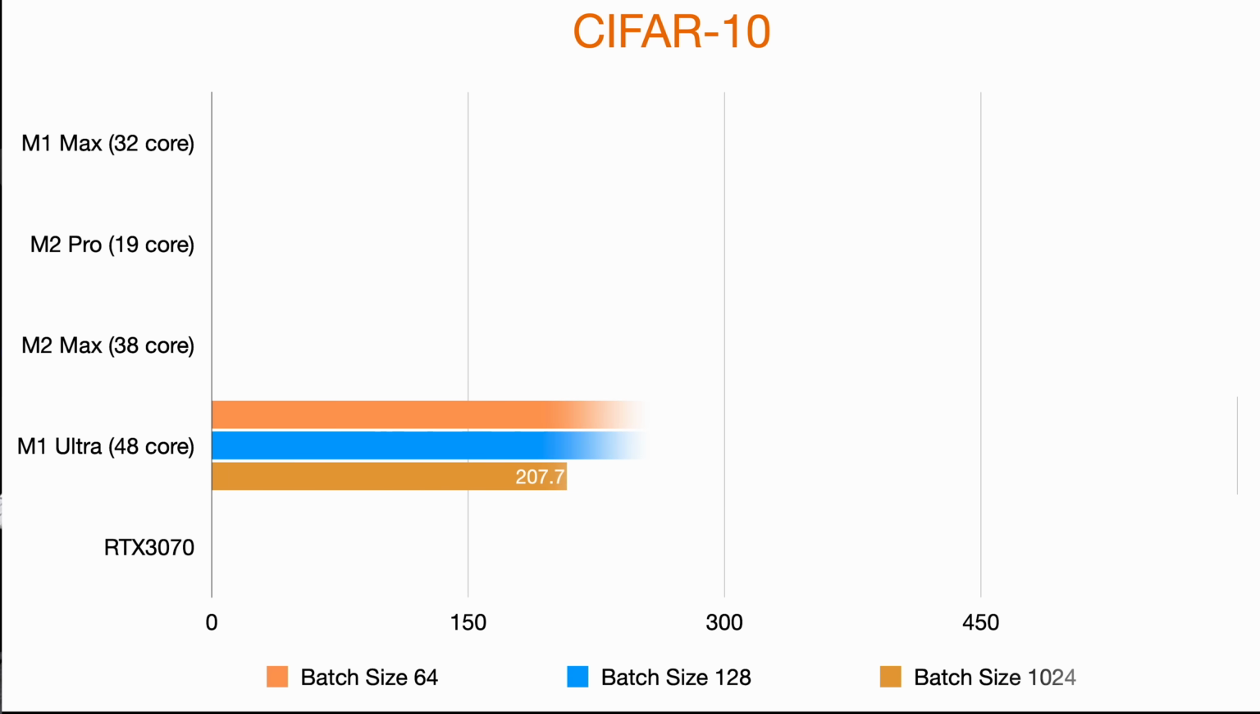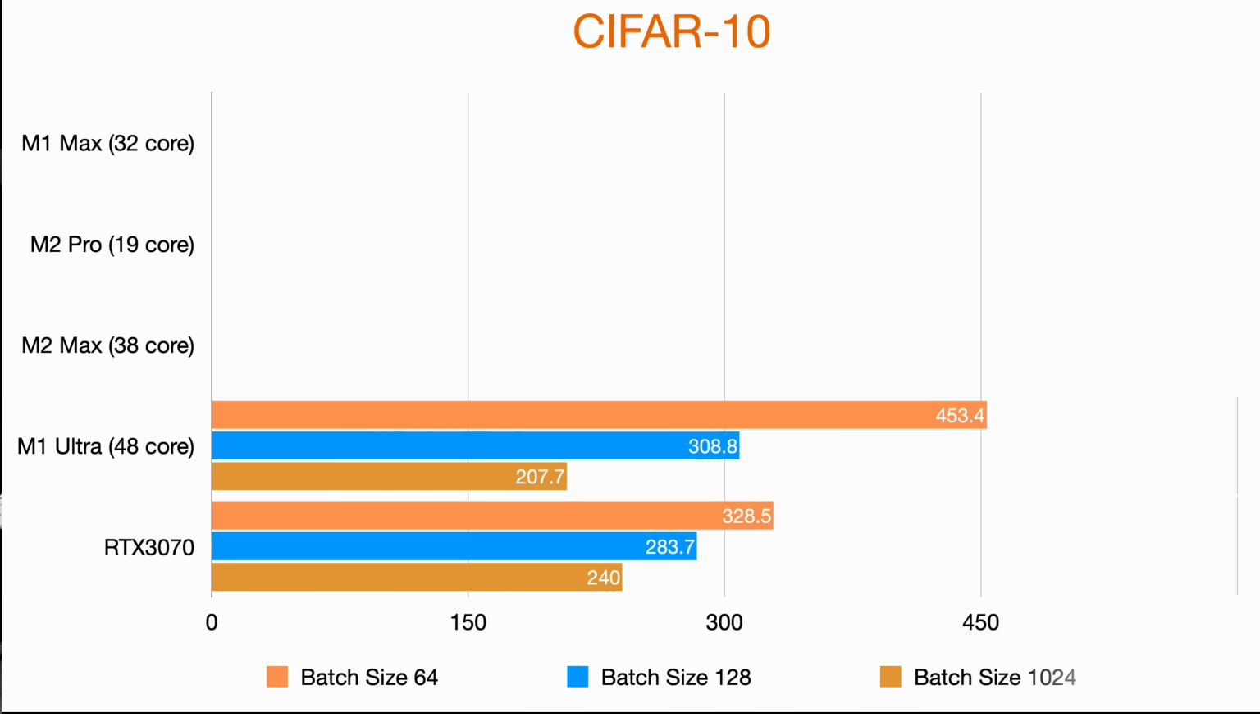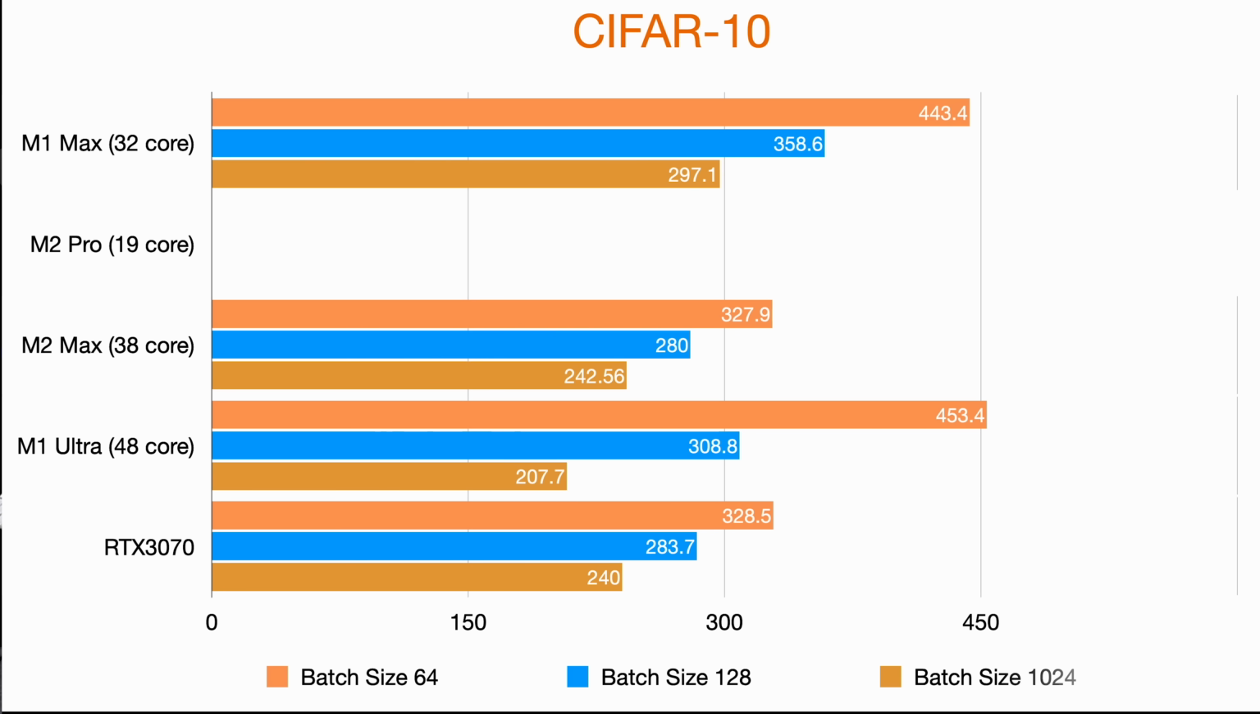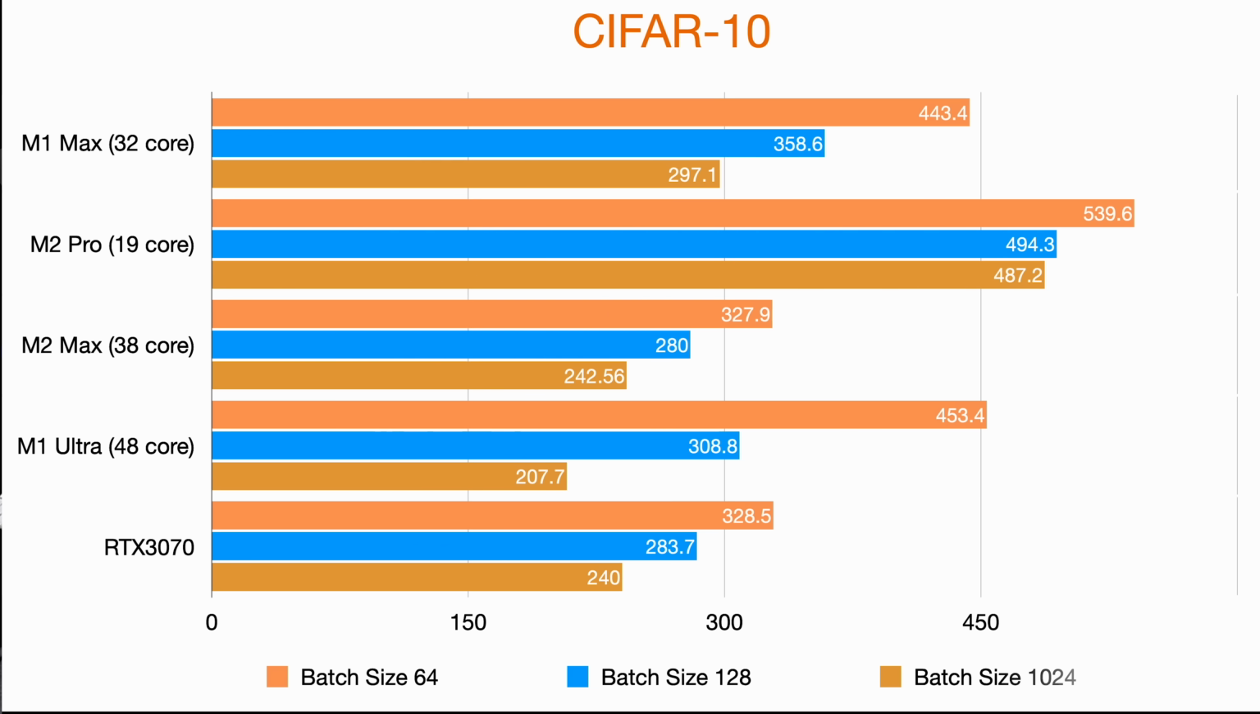With a batch size of 1024, we got a bit of a switcheroo going on here. The M1 Ultra wins this one, comes out on top with 207. This time, the RTX 3070 gets a score of 240, which is a little bit faster than the M2 Max. That one comes in at 242. Then we've got the M1 Max at 297, and of course, the slowest one of the bunch, to be expected, the M2 Pro at 487.